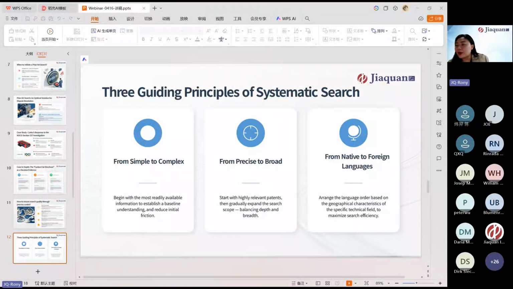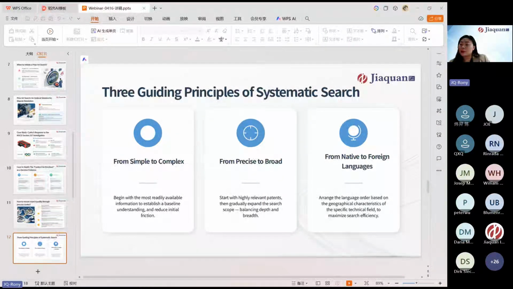Well, I believe the part everyone is most focused on is how to conduct a systematic search. Based on my practical work experience, I have summarized 3 principles for searching, which are from easy to difficult, from precise to broad, and from native language to foreign languages. So the first one, from easy to difficult, can be simply understood as starting with simple, most direct, and easily accessible information to quickly build our initial understanding and reduce the difficulty of getting started.